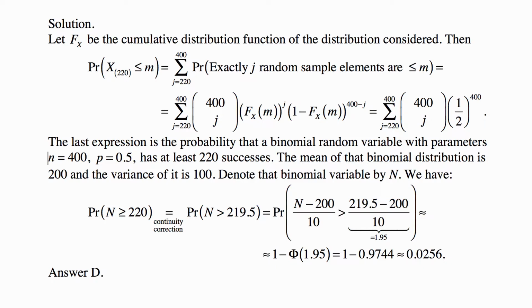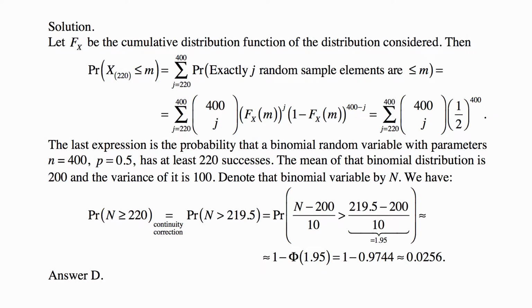This is really a very nice problem, because what we have here is this: the probability that the 220th order statistic is less than or equal to something is the probability that exactly j random sample elements are less than or equal to m, and all the other ones are not. But what is the probability of being less than or equal to m? Well, it's F_X(m), the cumulative distribution function evaluated at m, but m is the median, so this is just 1/2. And what is the probability of not being less than or equal to m? It's 1 minus F_X(m), which is 1 minus 1/2, also 1/2.